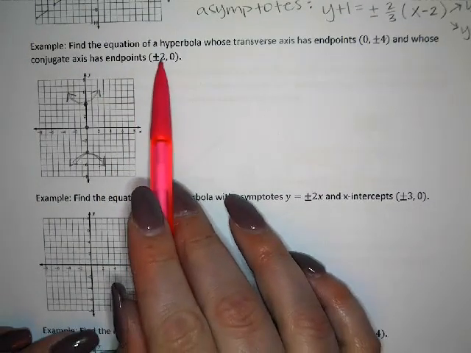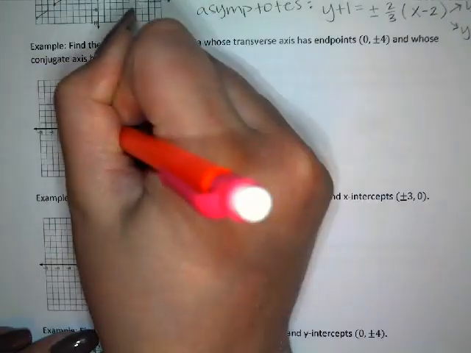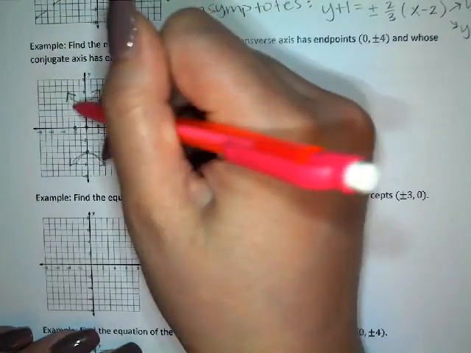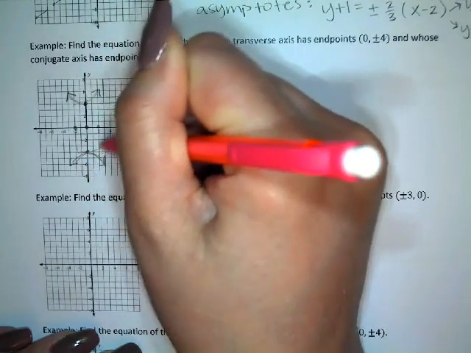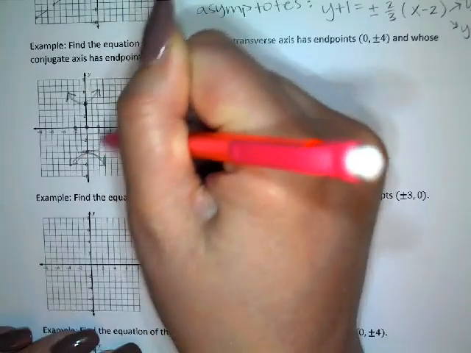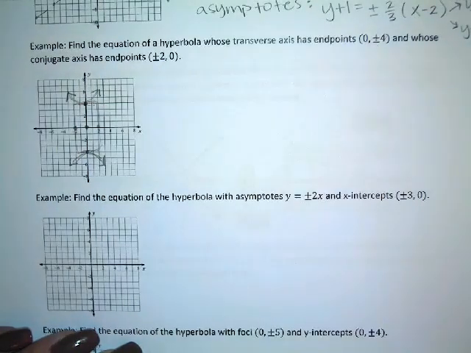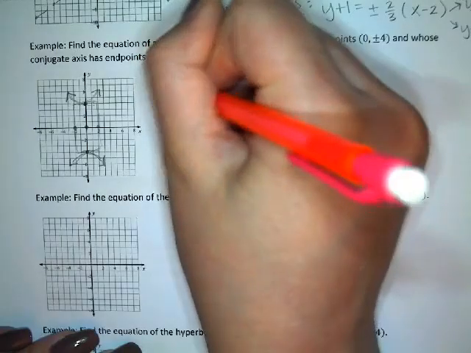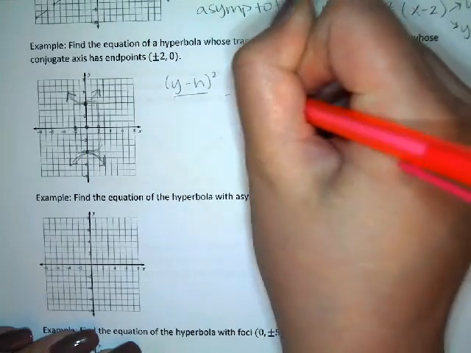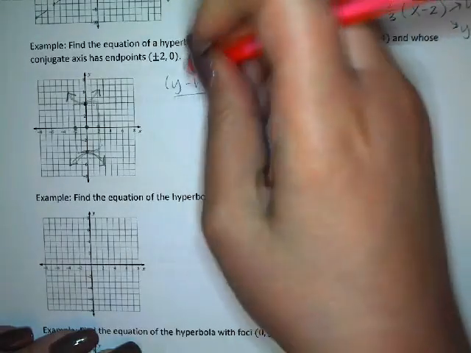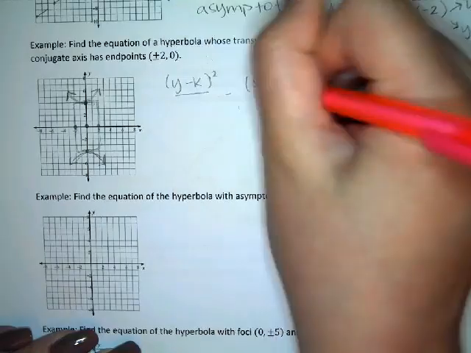So 2 and -2. So we could draw our little rectangle if we wanted, because it gave us the endpoints of each of those axes. Okay, so we're going to start with the y, and then we have x. That shouldn't have been h. Sorry about that. That should be k. y minus k squared, x minus h squared, and this should equal 1.